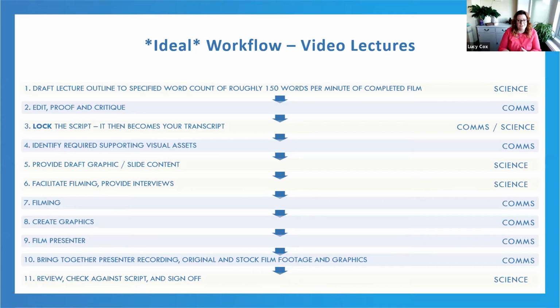So you can see in this workflow diagram that the responsibilities were split between the communications team, which was myself, our filmmaker and our graphic designer, and the science team who wrote the lecture. So things went backwards and forwards between us at each stage. And as I say, not the way we did it most of the time, but certainly the way we know that we should have been doing it all along.